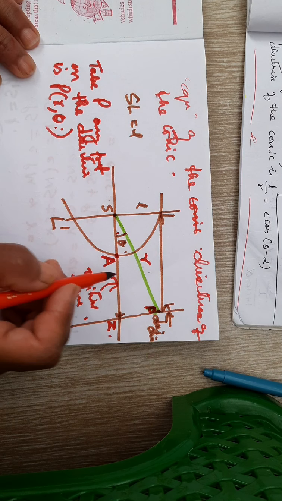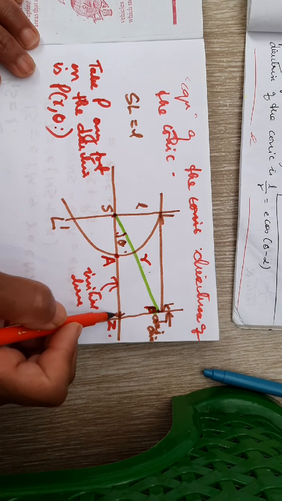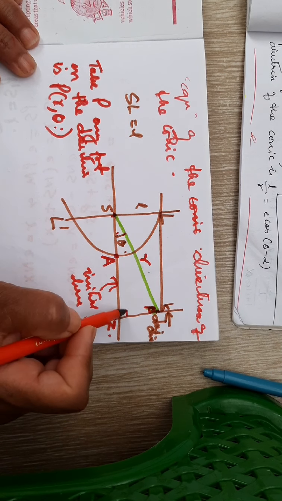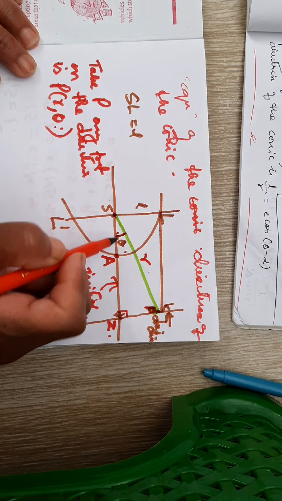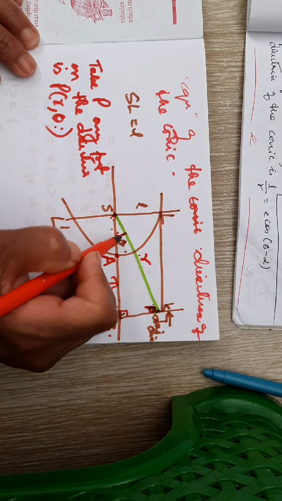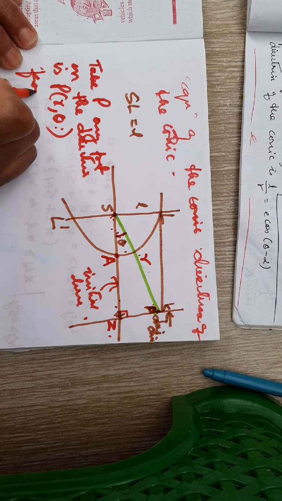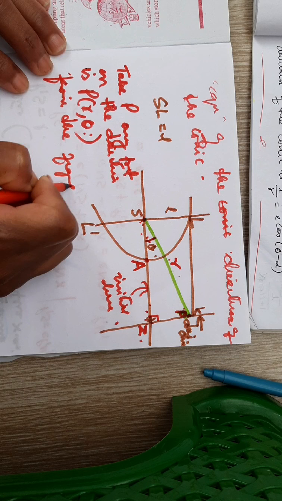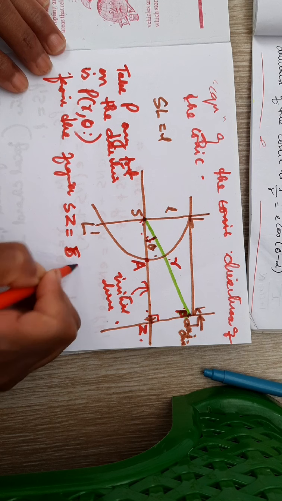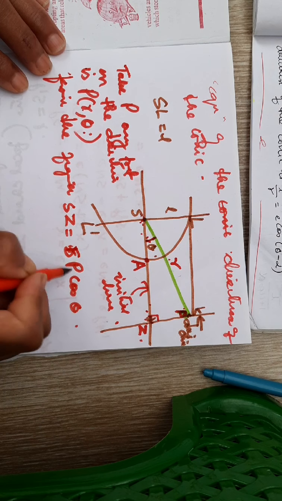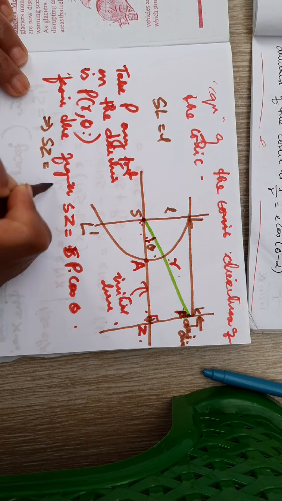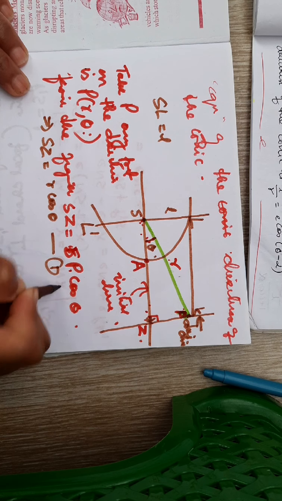Now let us see what is SZ. You can see from here that SPZ is a right angle triangle at Z. Now if this is theta, what is SZ? SZ represents the base, and the base is equal to hypotenuse into cos theta. So from the figure, SZ is equal to SP cos theta, but SP is equal to r. So this implies that SZ is equal to r cos theta. Let us name this as equation 1.